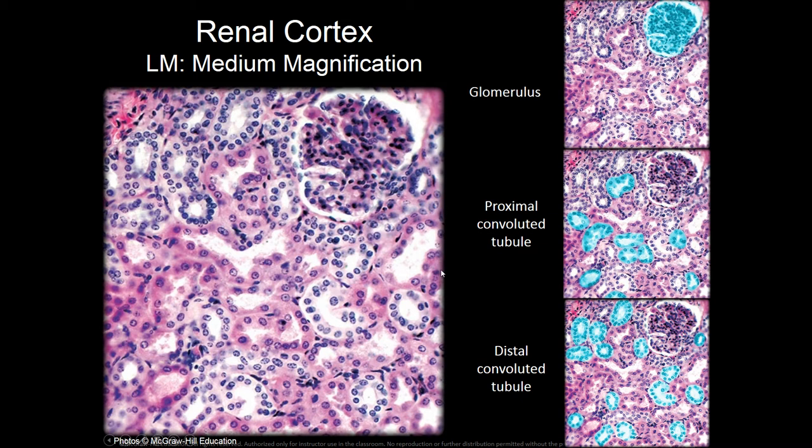If you look at the tissue of the kidneys with the light microscope, you will be able to see the glomerulus, which is this. This is a tuft of capillaries. And then you will be able to see part of the PCT and DCT, which are these, the tubules.